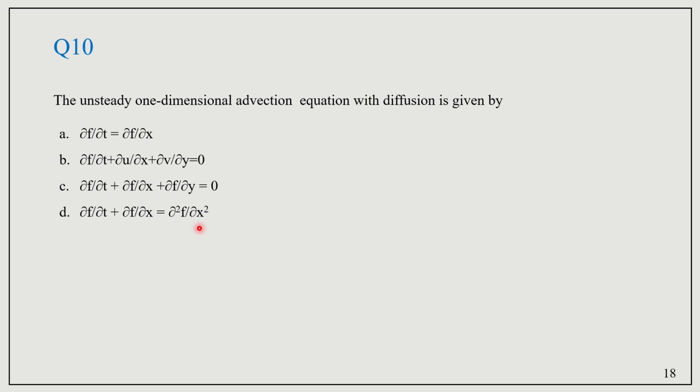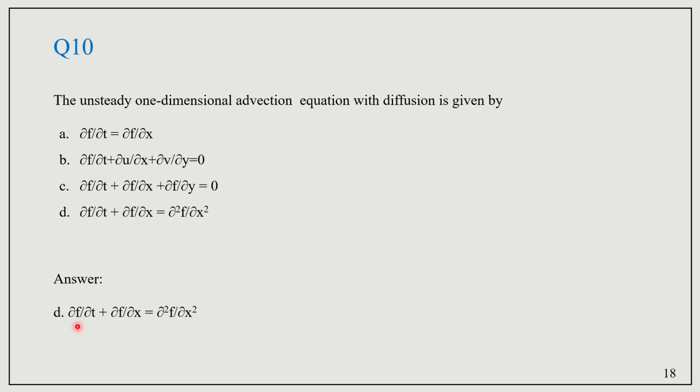It has the diffusion term, the advection term is also there, it is an unsteady equation, and it is a one dimensional equation. So all things are satisfied in option D, that is the fourth equation. So the answer to this question is option D.